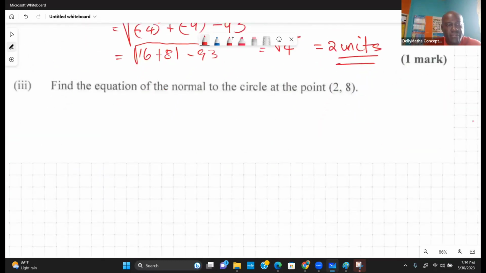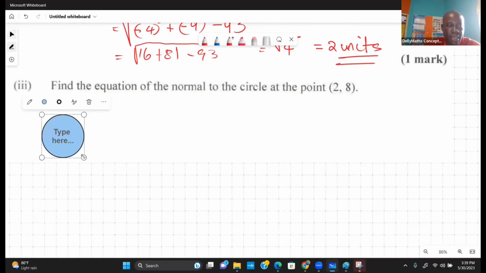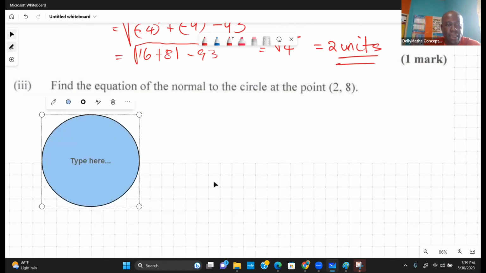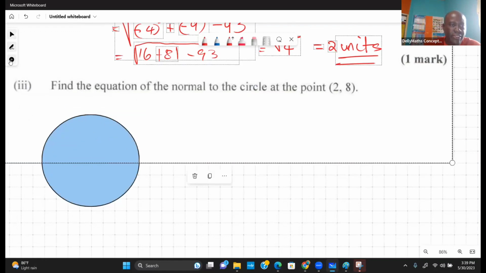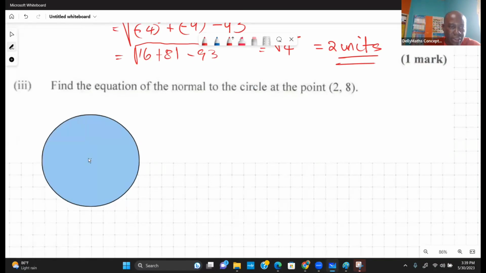Now, find the equation of the normal to the circle. So we're looking at just the idea. Here is a circle, and there is a radius of 2 units from the center of the circle. This is like our center. Our center here is 4, 9. Just an idea. This is x and that is y.